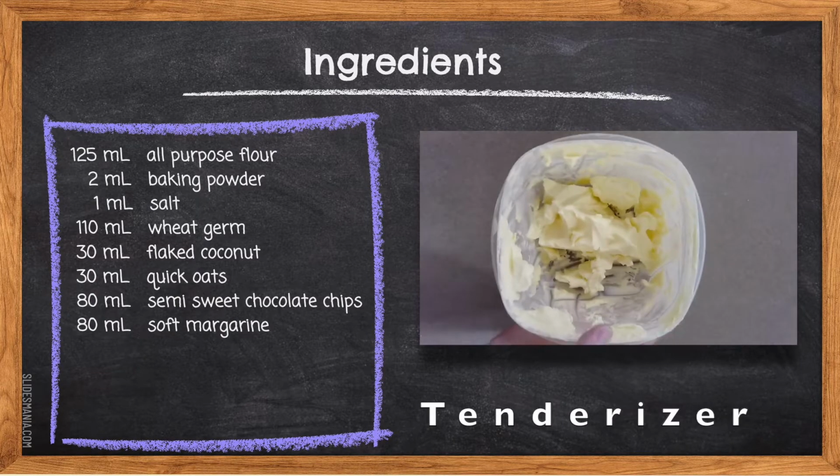80 milliliters of soft margarine. This solid fat will actually interfere with the development of gluten, keeping your cookies a little bit softer. Using margarine also is better because it has less water than butter, keeping your cookies from spreading on the pan as they bake and holding their shape well.